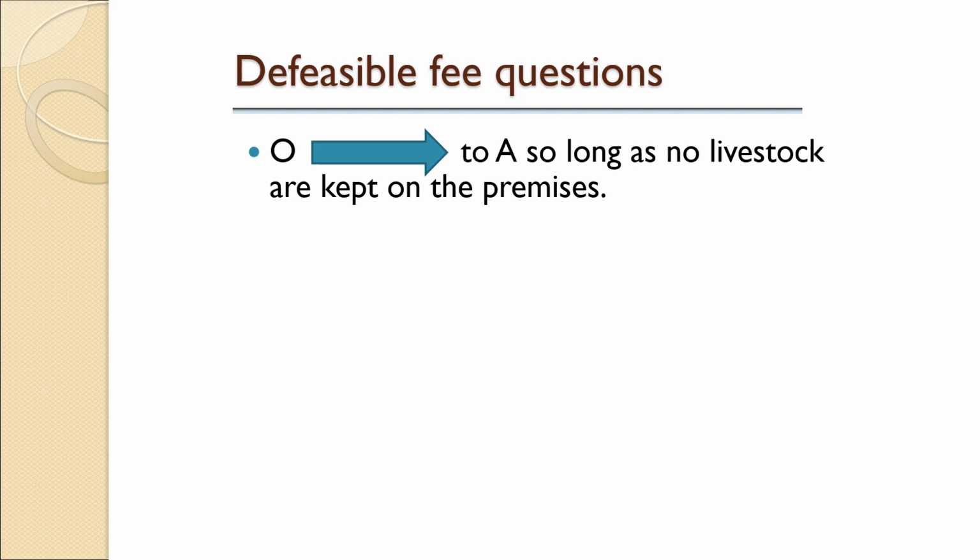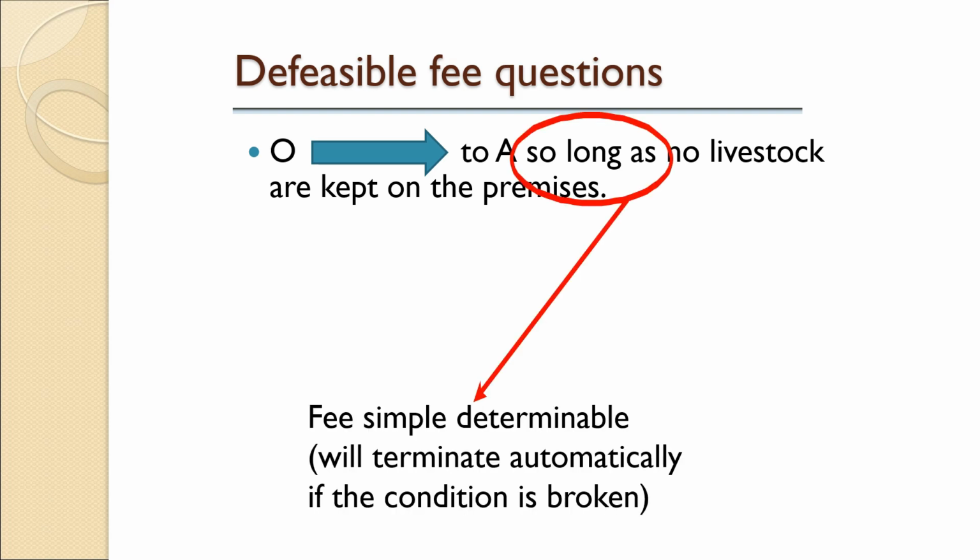Now, we are going to go through a few defeasible fee estate examples and see what we think is created by each of these. The first one says, "To A, so long as no livestock are kept on the property." I think we talked about that one before. The key here is the phrase "so long as," and that of course indicates that this is a fee simple determinable, and that's one that will terminate automatically if the condition is broken.